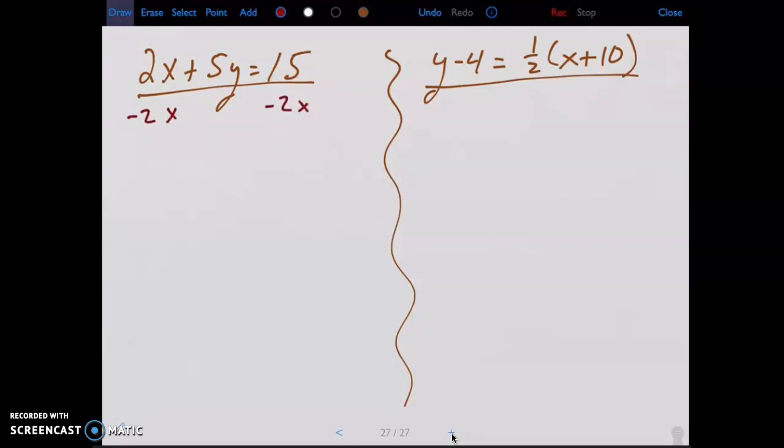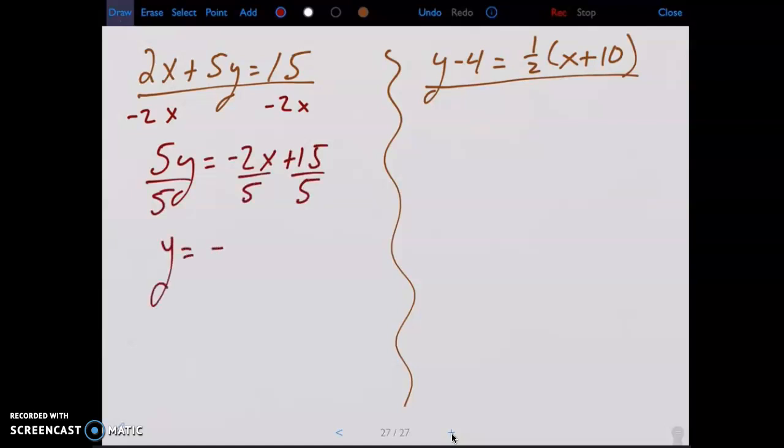Subtract 2x. We're trying to get y by itself because we want y equals mx plus b. So we got 5y equals negative 2x plus 15. And then we divide every single term. There are 3 terms here. We divide every single term by 5. We get y equals negative 2/5 x plus 3. So now you can find your slope, negative 2/5. And you can find your y-intercept, also known as b, is 3.